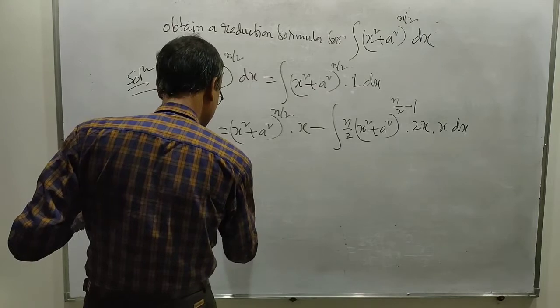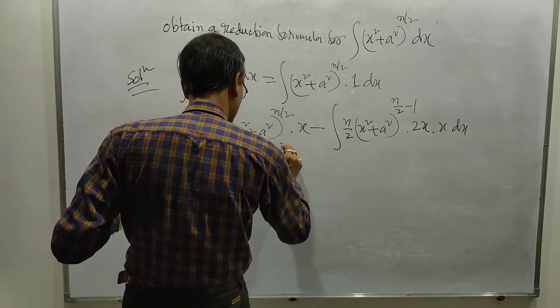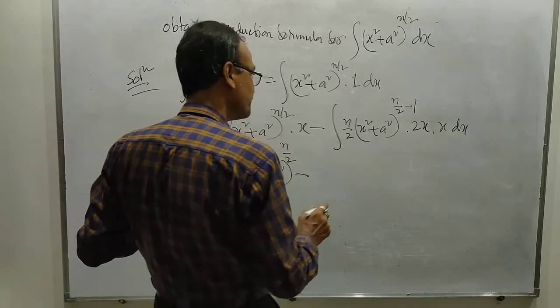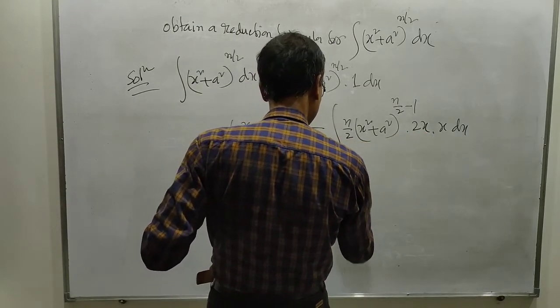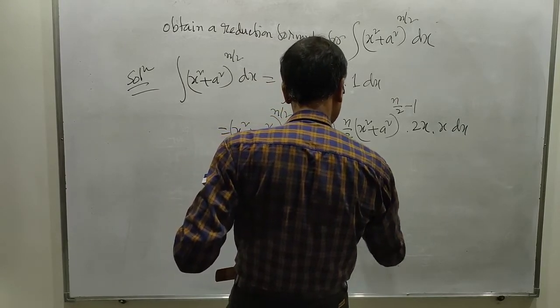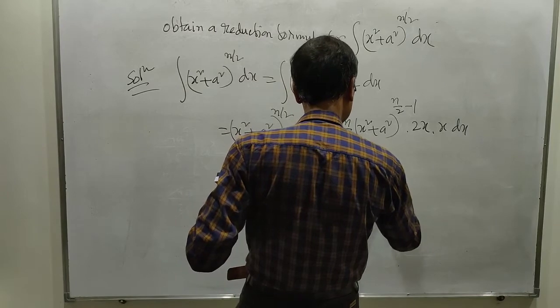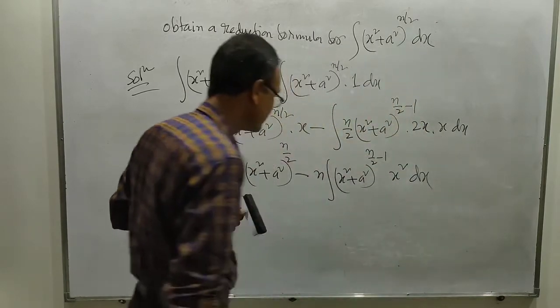This is equal to (x square plus a square) whole to the power n by 2 minus, 2 cancel n. You may write here (x square plus a square) whole to the power n by 2 minus 1 into x square dx. You may write like this.